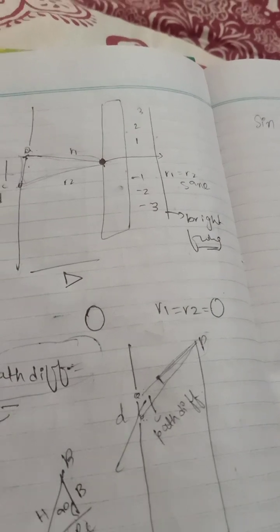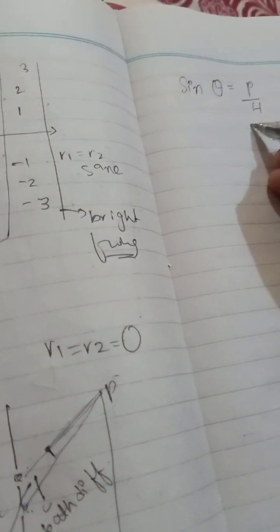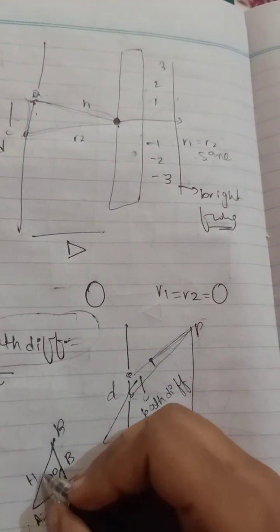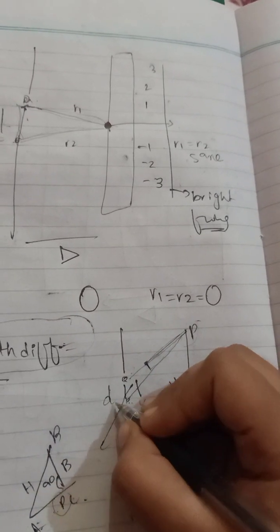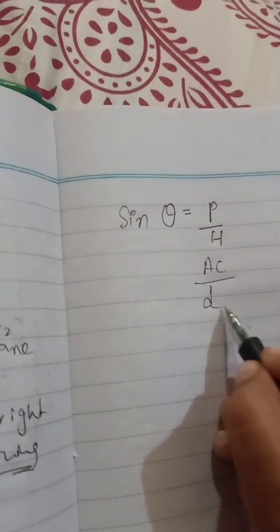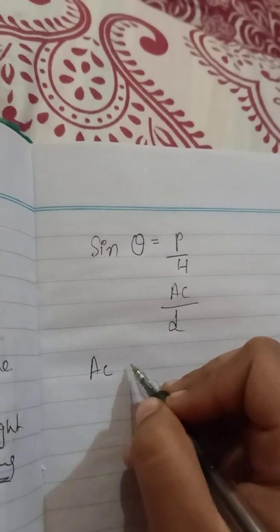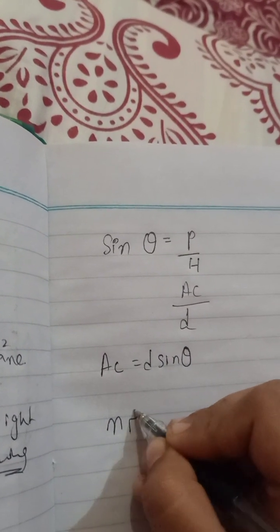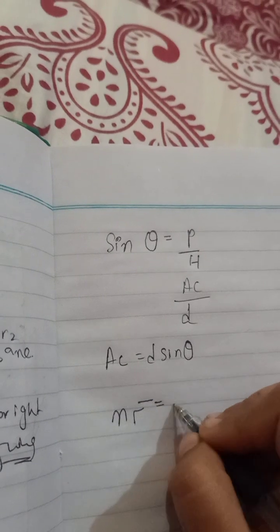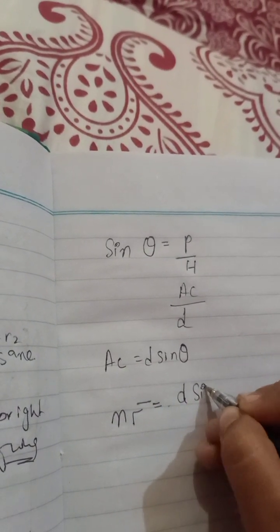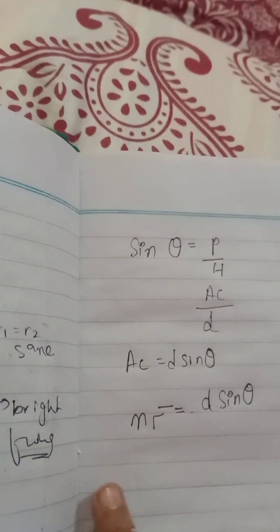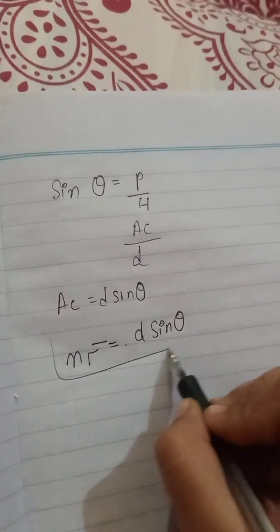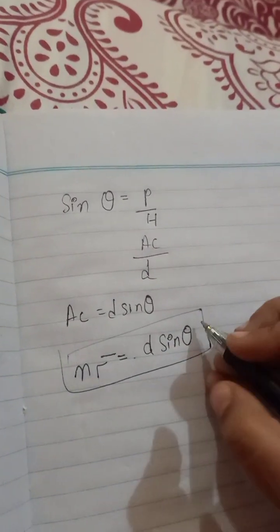So I can write the perpendicular, which is equal to AC, and the hypotenuse, which is this D. So I can write that AC is equal to D sine theta, and I can write that n lambda is equal to D sine theta. AC we have taken as the path difference. So here I can write n lambda is equal to D sine theta. This is the formula for the bright fringes.